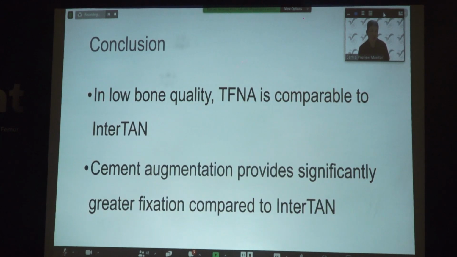So in conclusion, in low bone quality, TFNA is comparable to AirCAN. And cement augmentation provides significantly greater fixation compared to AirCAN in the osteoporotic bone. So when the patient is osteoporotic, and if you use a TFNA, think about using the cement augmentation, and you can add more stability than the AirCAN provides.